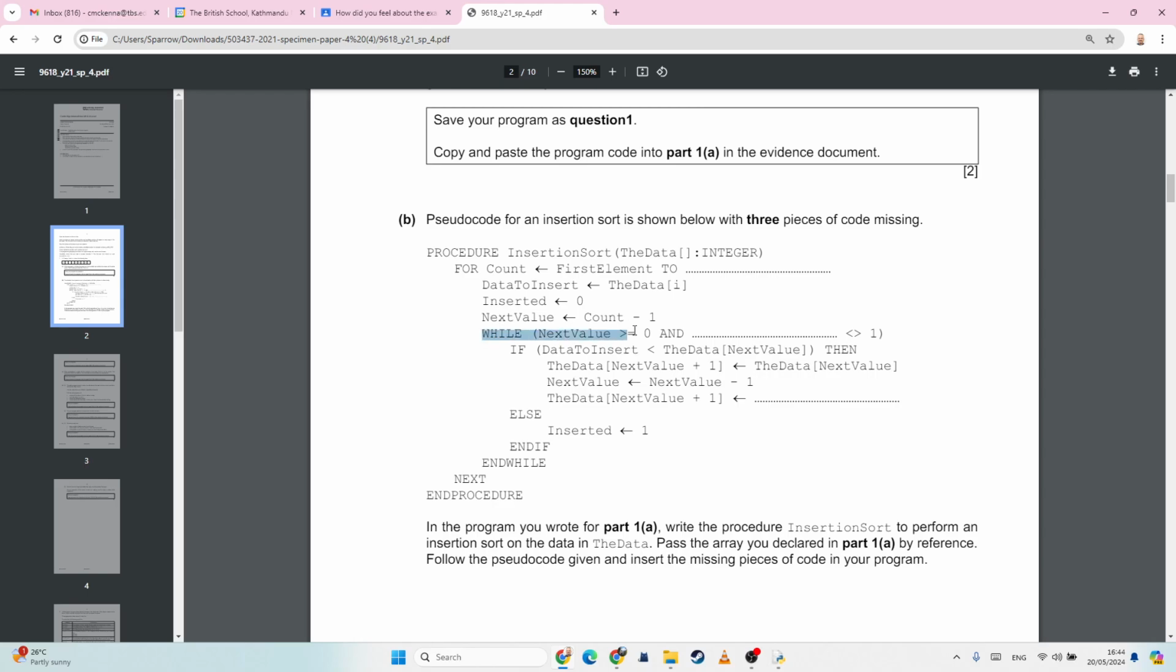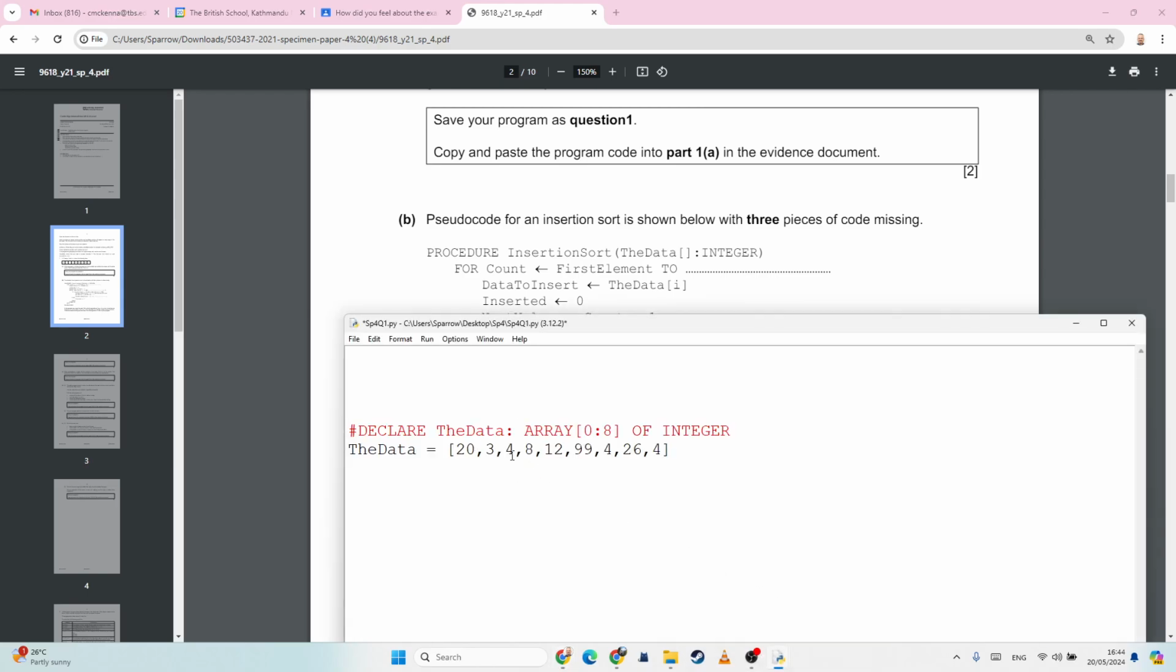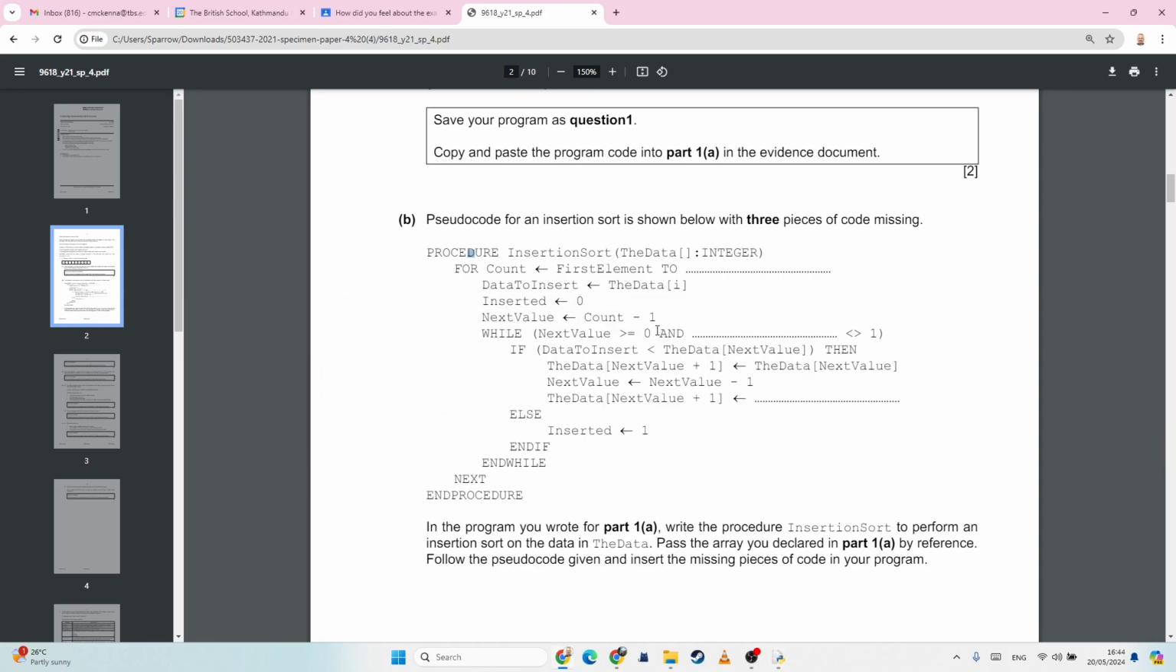Okay, so if the next value is greater than 0, that is, we have not got to the end of the leftmost side of the array, so we want it to be greater than or equal to 0, sorry, and inserted is not equal to minus 1, then this is basically just swapping our values around. So the data at the next value plus 1 becomes equal to the data at value.